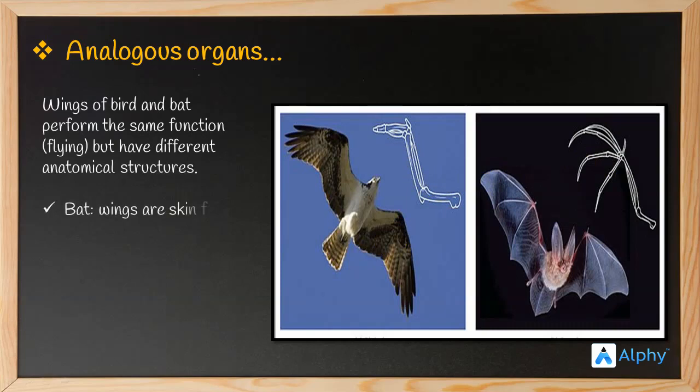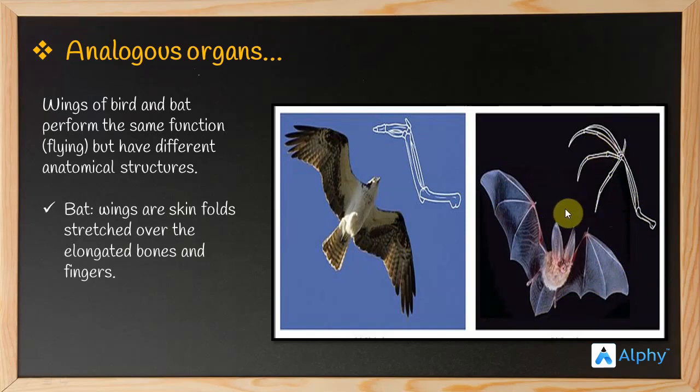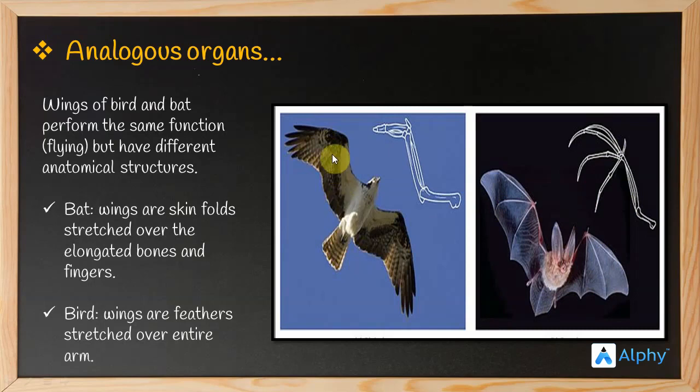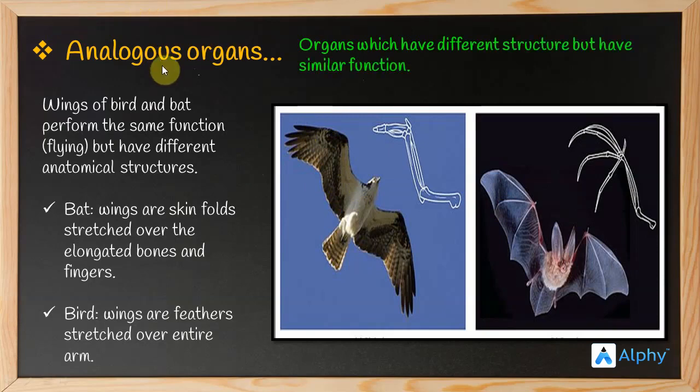In case of bat, the wings are skin folds, which are stretched over the elongated bones and fingers. See, in the case of bat, the wings are made up of skin folds. They are extended skin folds, which are stretched over the bones and the fingers. And the bones are very much longer. We can say the bones are elongated, right? But in the case of birds, the wings are feathery, okay? And they are stretched over the entire arm. See, in the case of birds, the wings are feathery. They are not skin folds. They are made of feathers and they are stretched over the entire arm, not just to a particular part, but over the entire arm. So, the organs which have different structure but have similar function are said to be analogous organs. Or we can say the organs which have different internal or anatomical structure but still perform a similar function are said to be analogous organs.